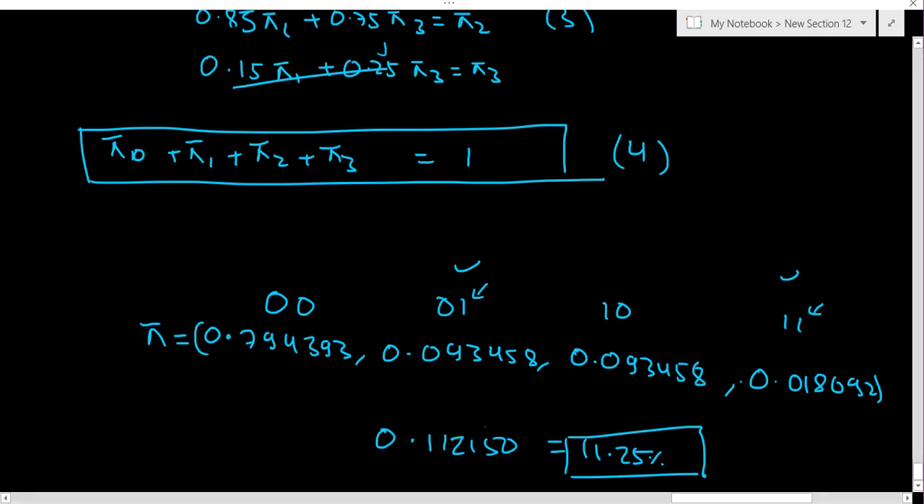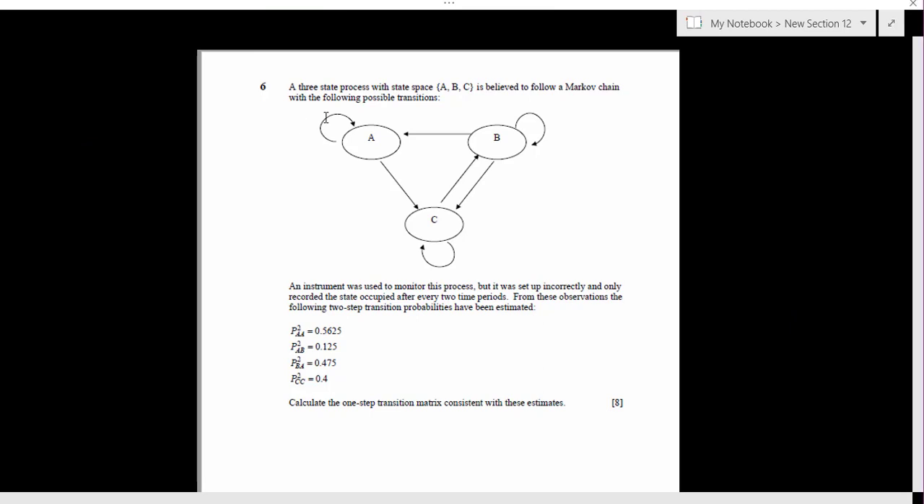Okay, so let's look at another very interesting question. This is from CT4 April 2007.